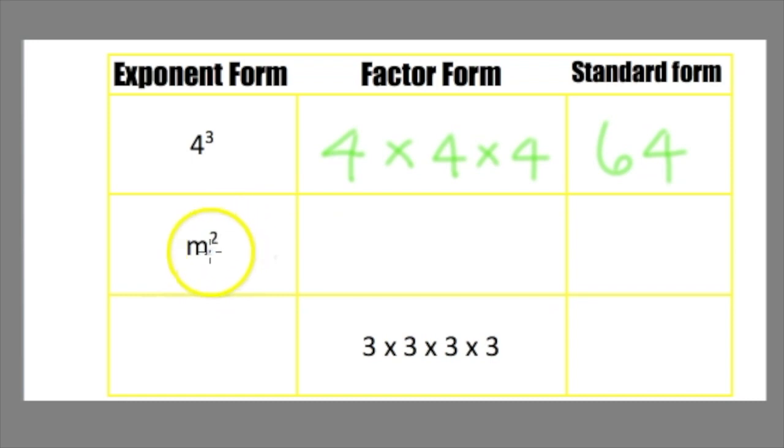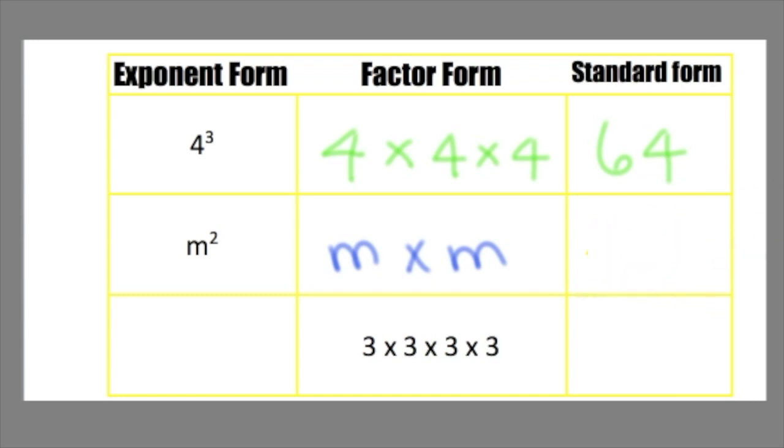Let's look at the second example. m to the 2nd, which is a variable. So I need to factor out my m. m times m, according to my exponent, 2 times. Now m is an unknown variable. We don't know what that number is, so I cannot express it as a standard form.